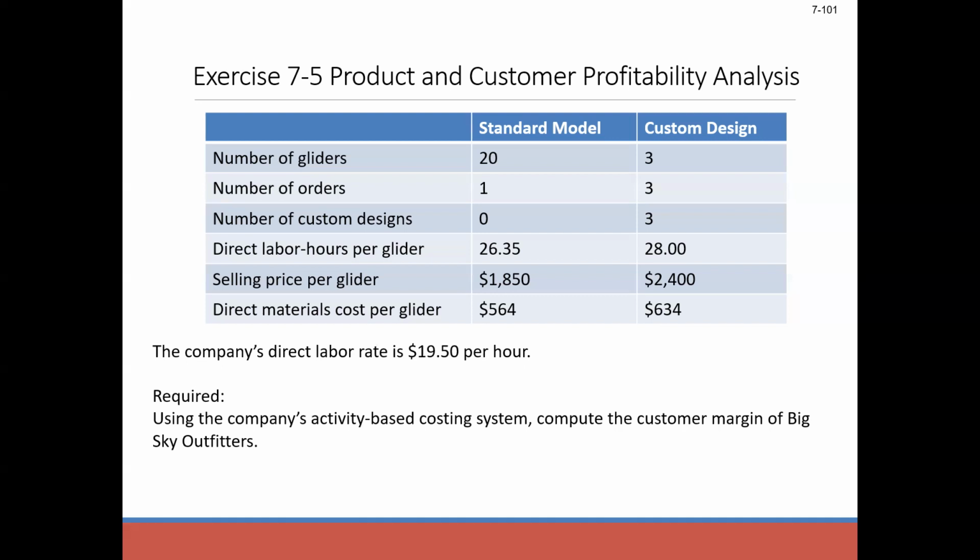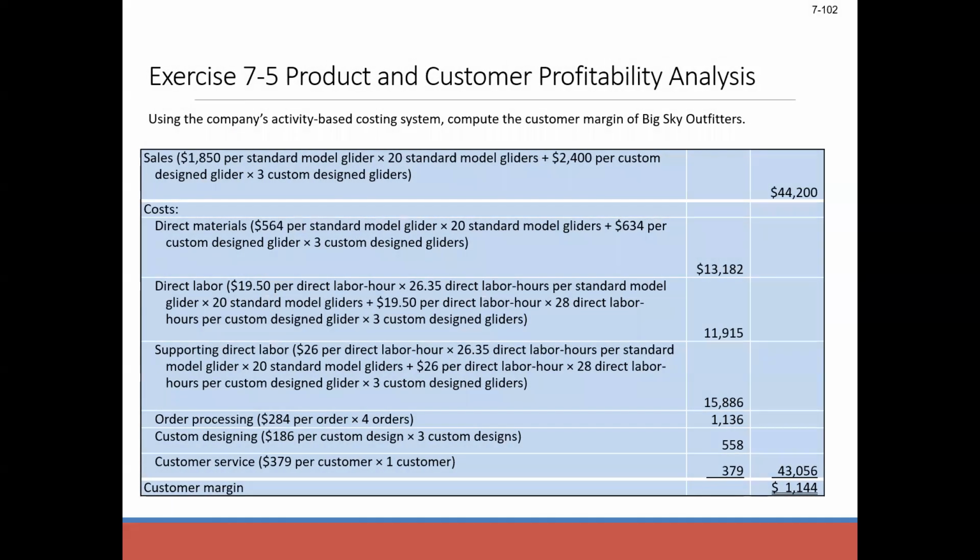Okay, so here we've got the sales are $44,200 based on 20 standard models and 3 customer designed. Then we've got our direct material costs for both, the direct labor, supporting direct labor, processing, designing. We end up with a margin of only $1,144. They're not charging enough for those custom gliders.